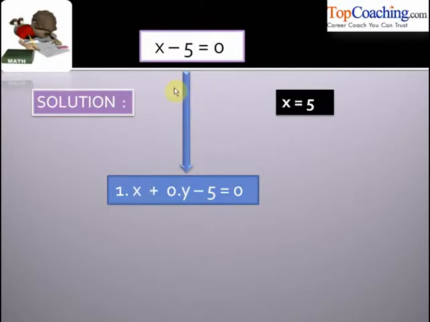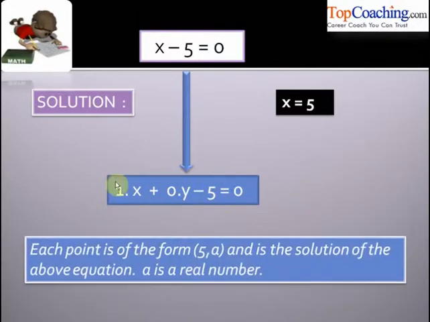So we can write this equation as 1 into x plus 0 into y minus 5 equal to 0, and thus this becomes a linear equation in two variables. Now each point is of the form (5, a). In this equation, every point of the form (5, a) is actually a solution of the above equation.